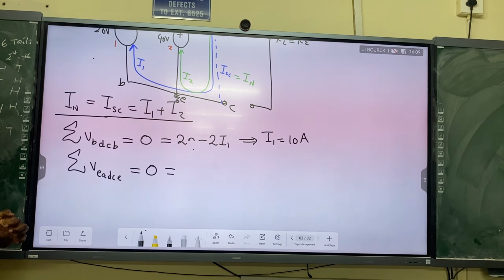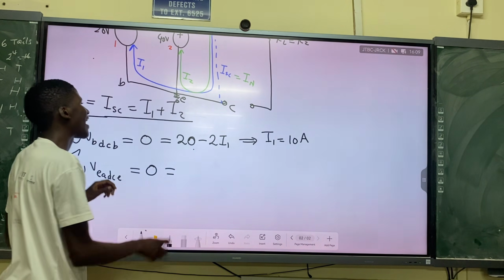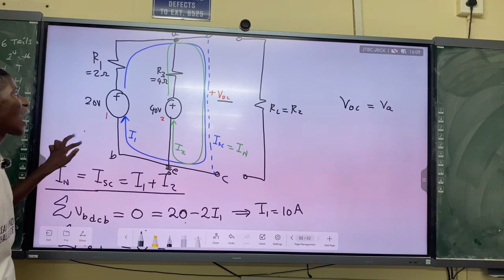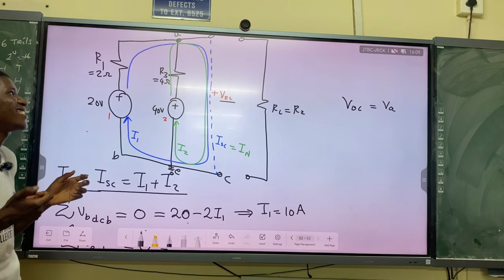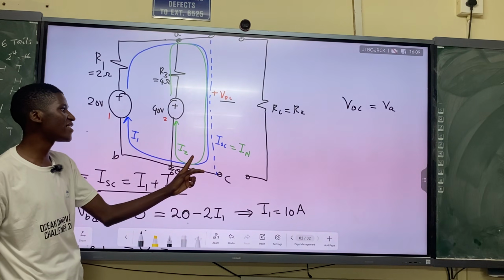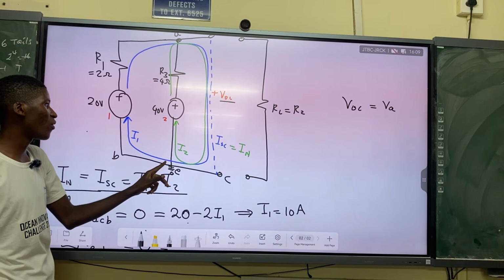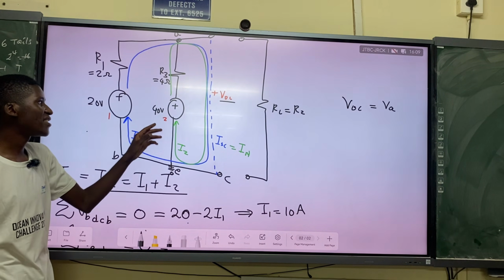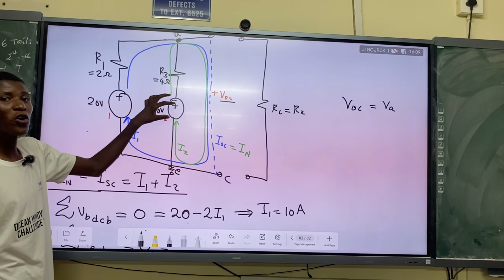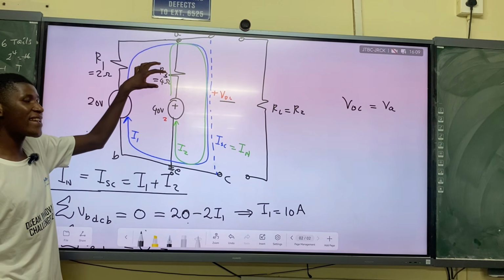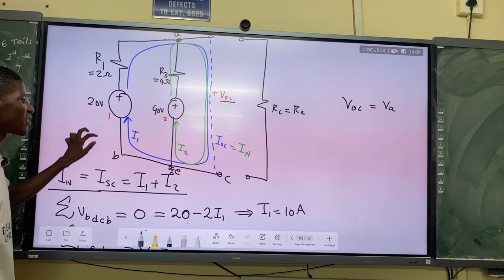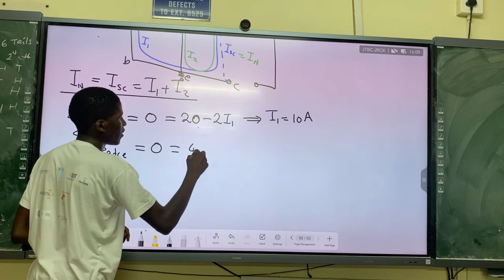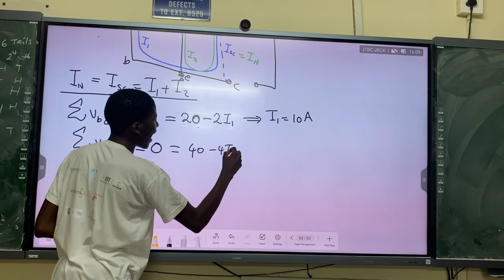So let's check again. Which voltage giving or voltage taking components do we have in this green loop? In the loop E, A, D, C, it's the 40 volts, positive, and minus 4 times I2. So this is going to be 40 minus 4 times I2.